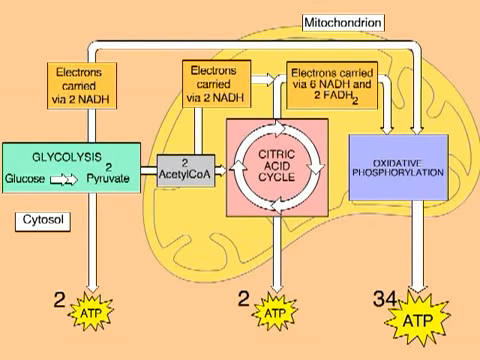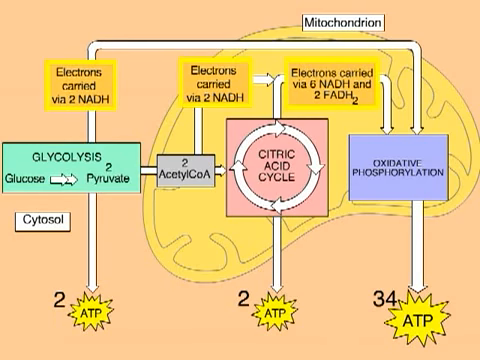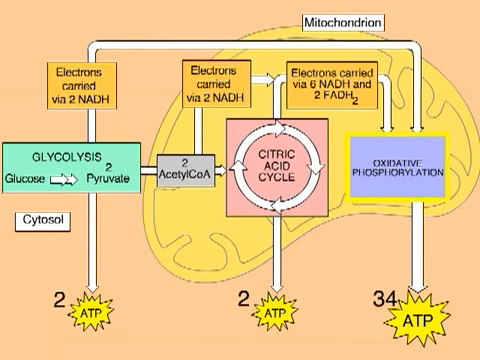Most of the energy harvested from organic molecules during glycolysis and the citric acid cycle is stored in NADH and FADH2. These molecules give up their high-energy electrons in the third phase of cellular respiration, oxidative phosphorylation, where most of the cell's ATP fuel is produced.